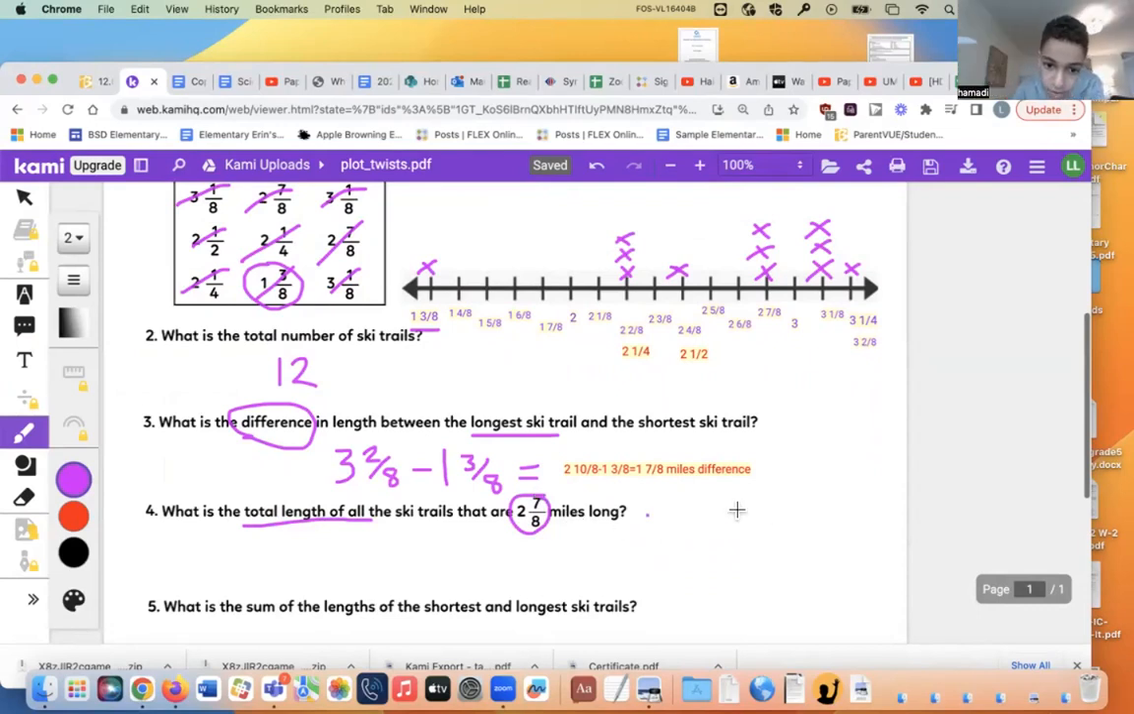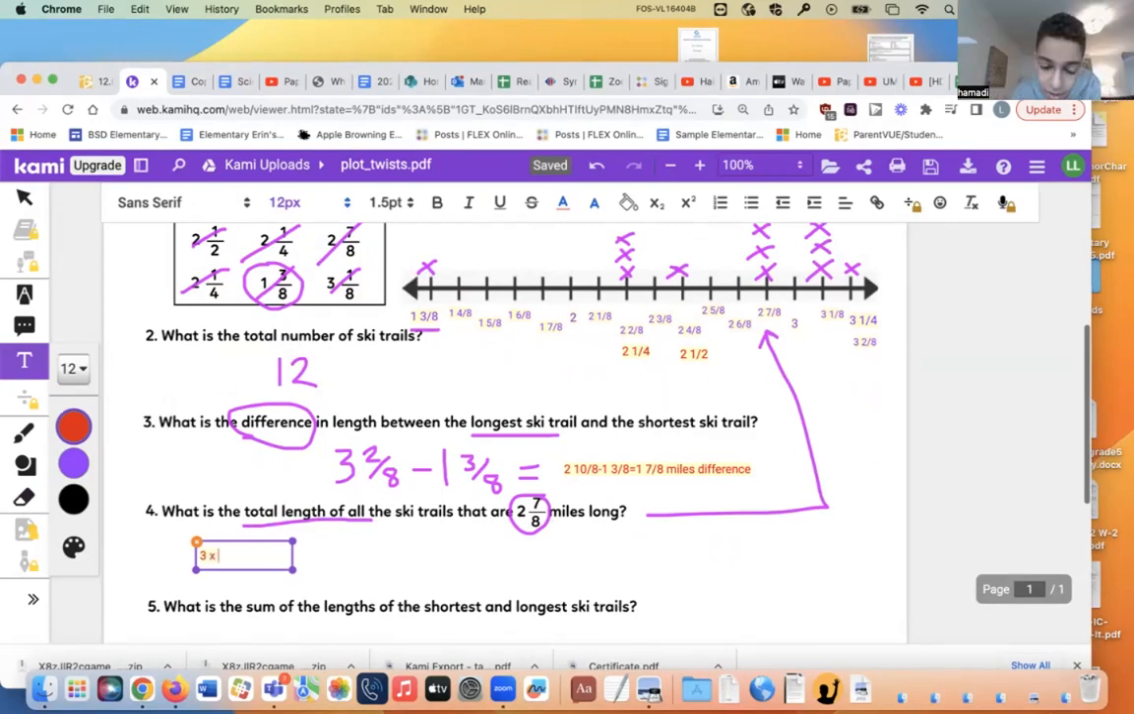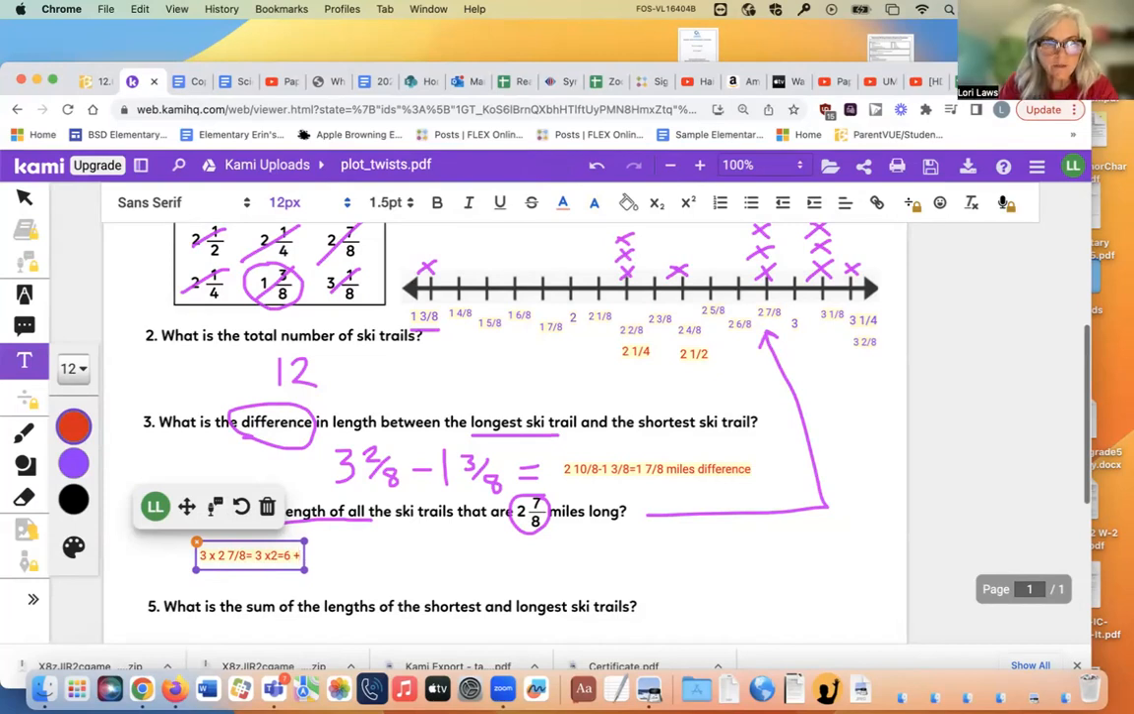What is the total length of all the ski trails that are 2 7/8 miles long? Well, let's see. 2 7/8 is right here, and there are 3 of them. So my calculation is 3 times 2 7/8, which equals 3 times 2, which is 6, plus 3 times 7/8, which equals 21/8. If I divide 21 by 8, 8 goes in twice, that's 16, 17, 18, 19, 20, 21. I have 5 left over. So that would be 2 and 5/8.